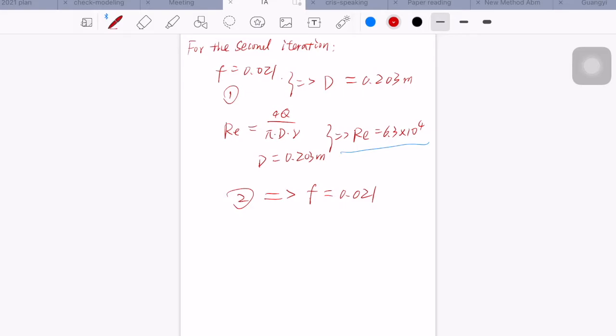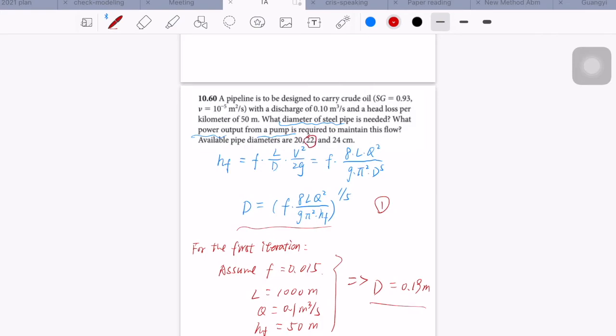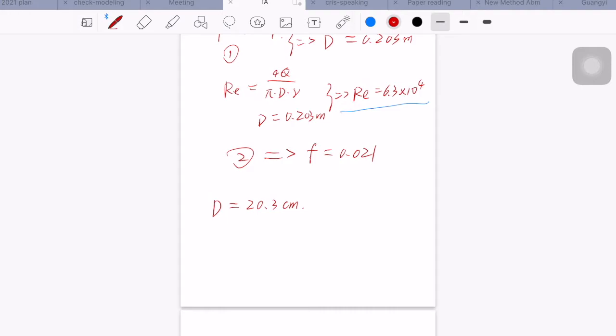So we can find that the diameter of this steel pipe, D, should be equal to 20.3 centimeters. And we will use the next larger size of pipe. So the pipe should be 22 centimeters. So D should be equal to 22 centimeters.